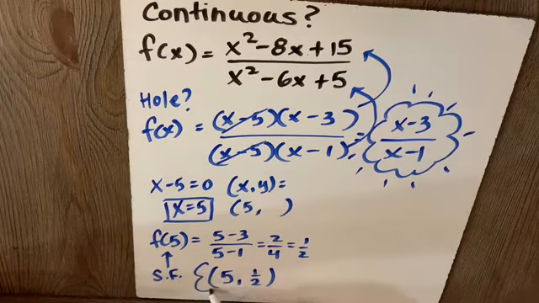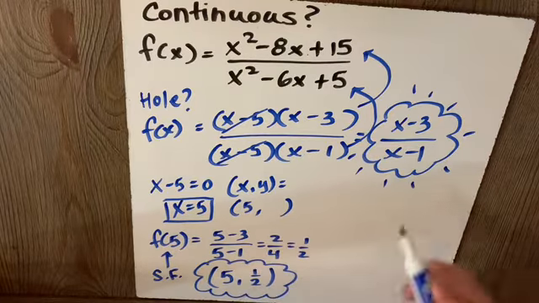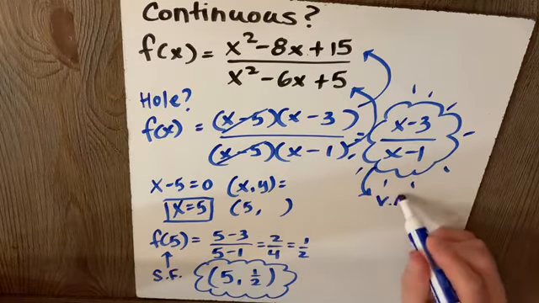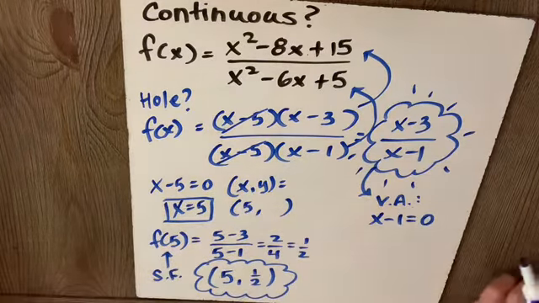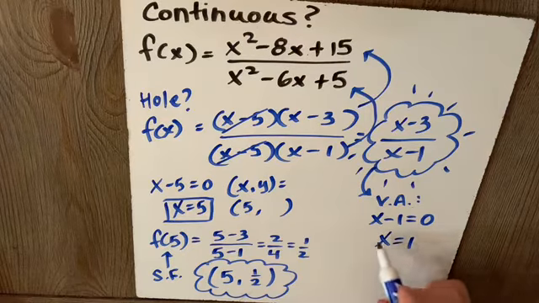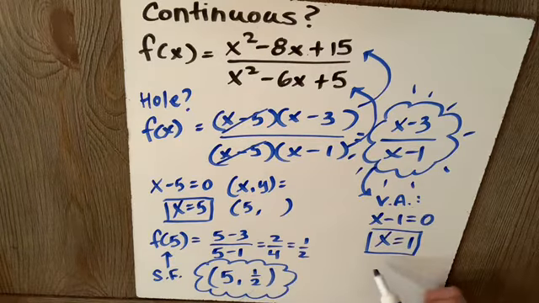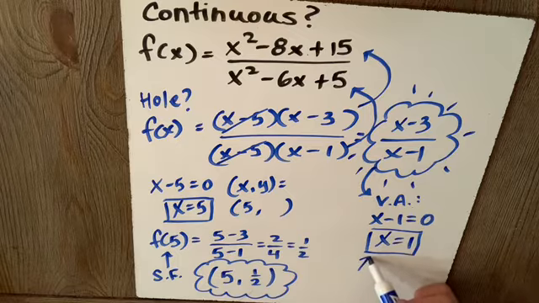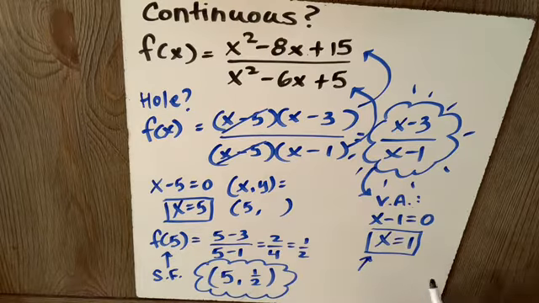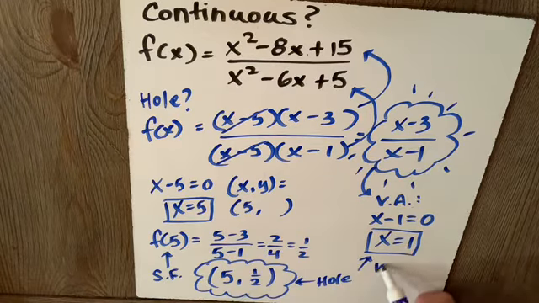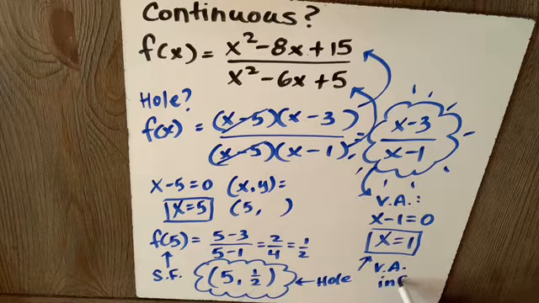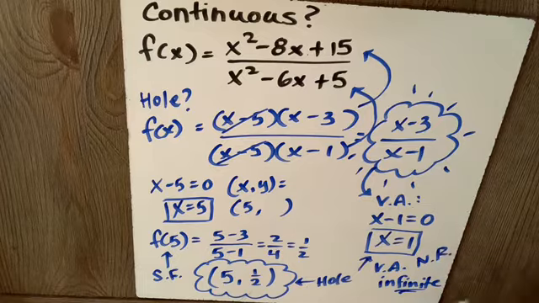That's our removable point of discontinuity. The second thing I'm going to look for is vertical asymptotes. I set the denominator of the surviving or simplified rational function equal to 0, and I get x equals 1. And here is my infinite, non-removable point of discontinuity. This one is a hole, it's removable, and this one's a vertical asymptote, and we call that an infinite discontinuity. We say this is non-removable. Remember, the hole was the only one that was considered removable.